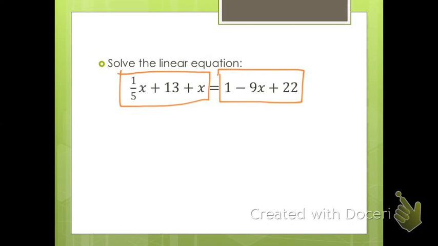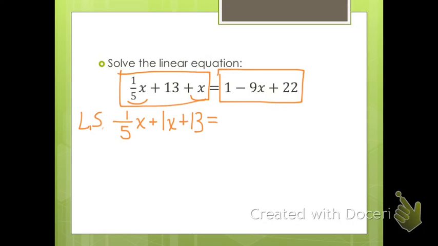So I can start with the left side here, and notice that there are two terms that have x in them. So I want to put those next to each other. 1/5 x plus 1x plus 13 is the left side of that equation. Okay, so I'm gonna work on this separately, and then we'll put it back together.